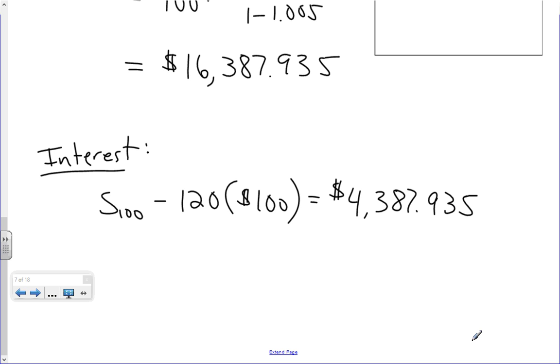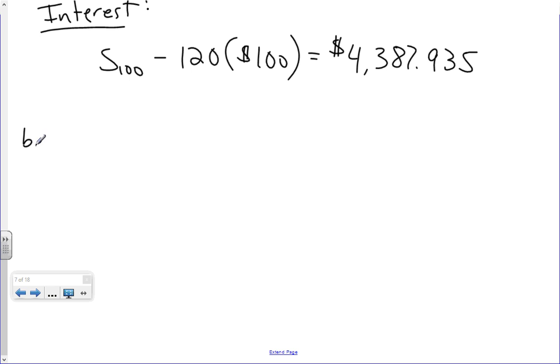So it looks like we've made almost $4,400 in interest over those 120 deposits. All right, take a look at part B now. B says, how long will it take until the total in the account exceeds $50,000? All right, so we want to exceed $50,000.